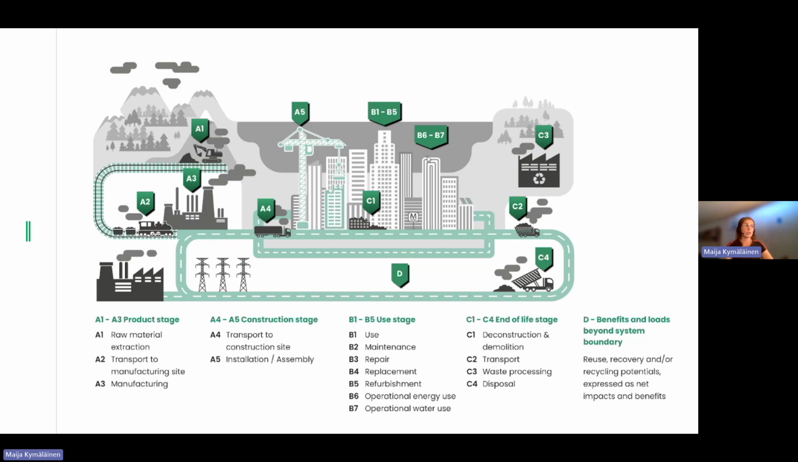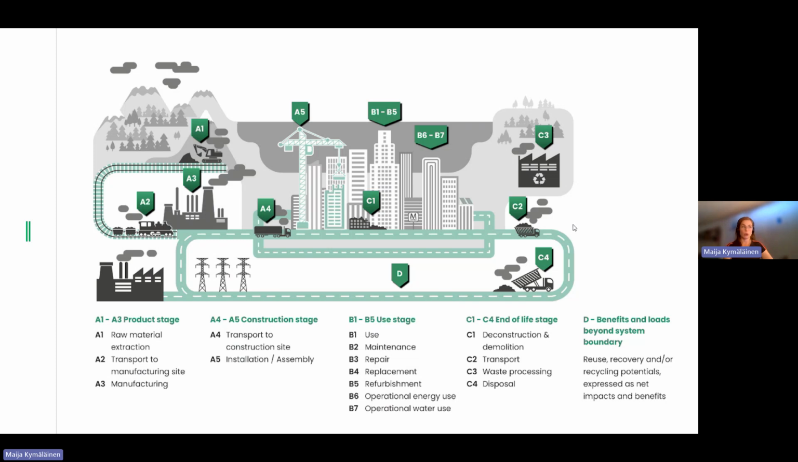And when the building reaches end of life, it is taken apart. It enters the end of life stage. So here we have C1, which is the deconstruction and demolition, the transport of that waste into processing or disposal. C3 holds the processing of waste into new materials, and C4 has the final disposal into landfill. So this is called the whole life cycle of a building, but we can also include something else.